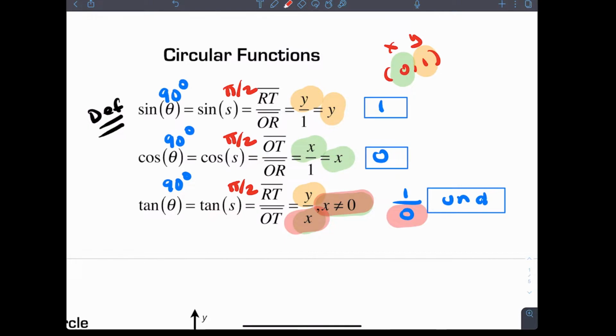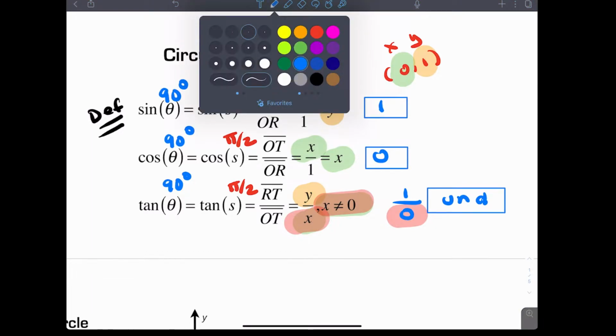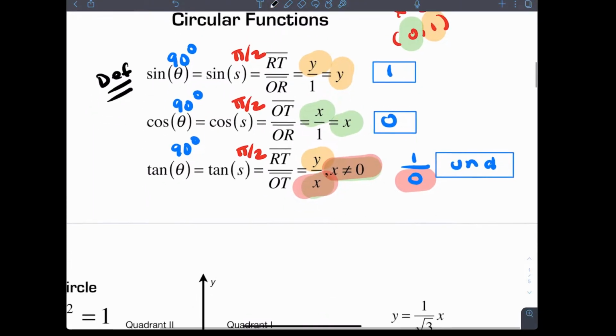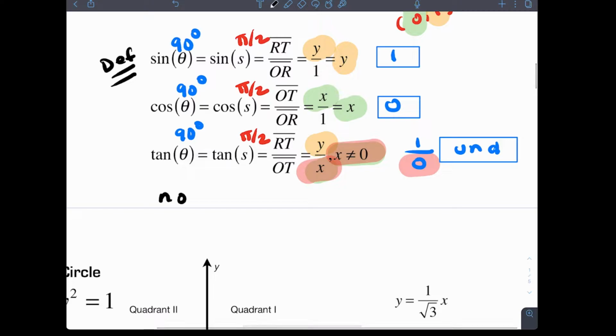Is that easy or is that hard? Let's see if you're awake. Remember, what's the reciprocal of sine? Cosecant. Could you tell me what cosecant of 90 degrees is? We just flip over this what? It's 1 over 1, which is 1. Isn't this 1? Yes.